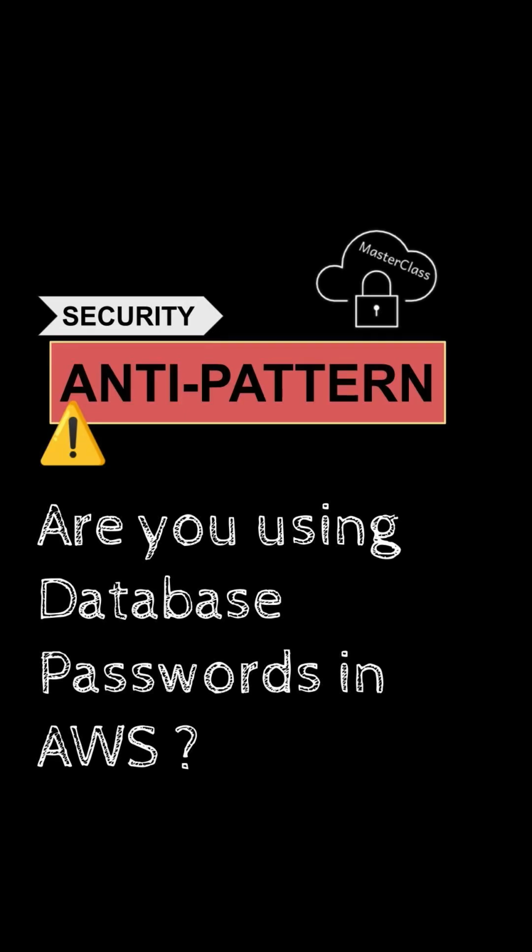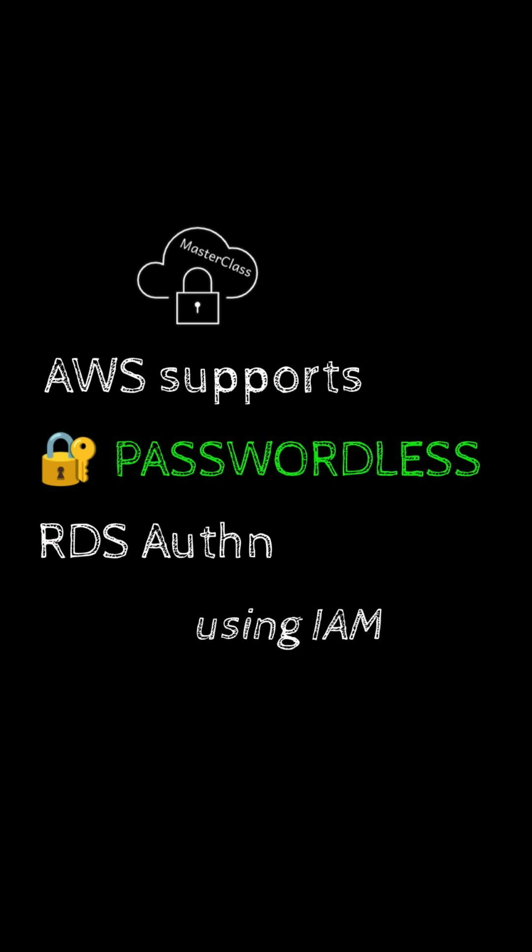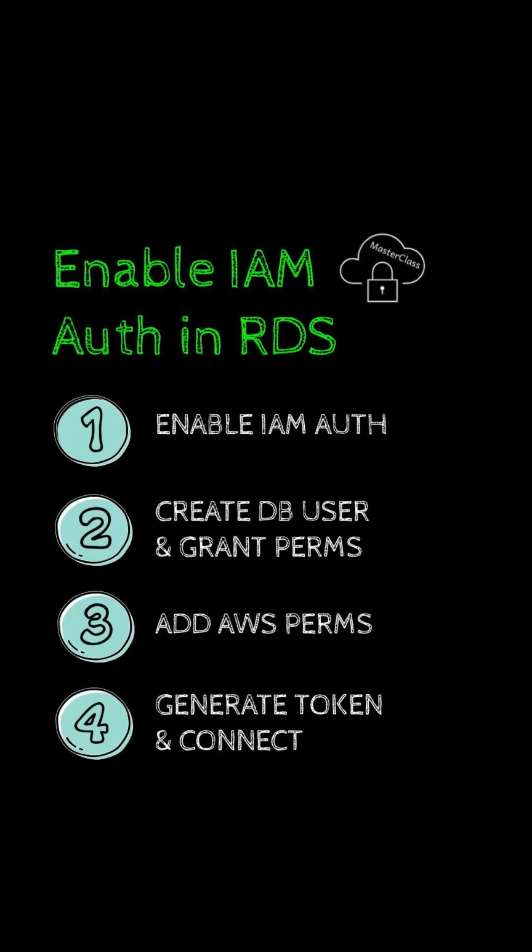If you're still using passwords to connect to AWS databases, this is a security anti-pattern. Passwords can leak, they can be cracked, and they put sensitive data at risk. AWS supports passwordless authentication for RDS databases using IAM. Let me show you how to enable this in four simple steps in under a minute.